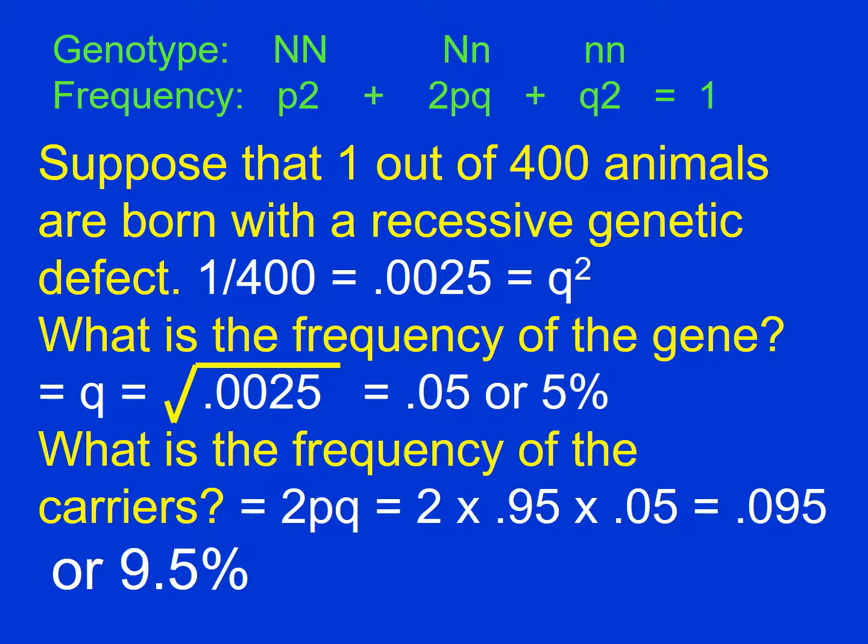q is the square root of 0.0025, which is 0.05 or 5%. The frequency of this defective gene in our population is 5%, even though only 1 out of 400 animals show the recessive genetic defect. Frequency of carriers is going to be 2pq, and that is 0.095 or 9.5% of the individuals in our population are known to be carriers.